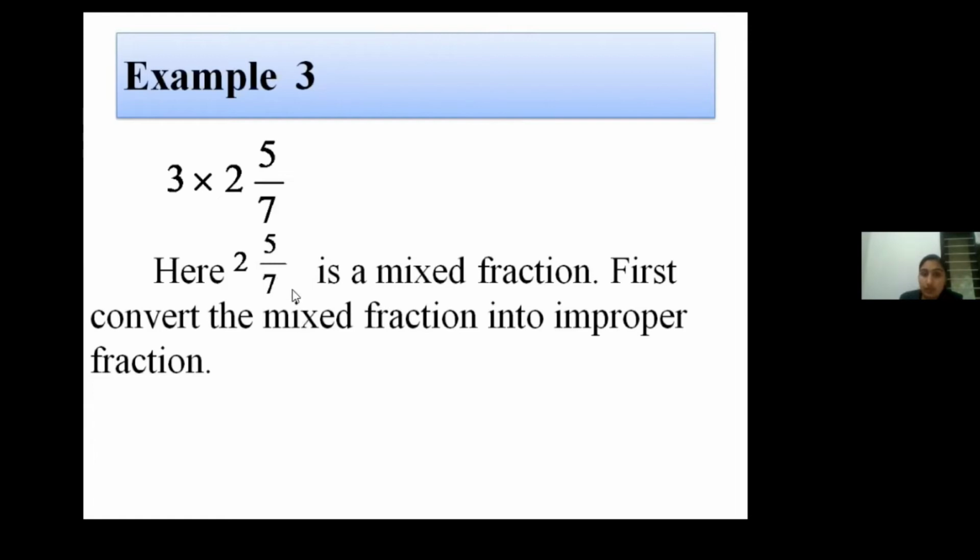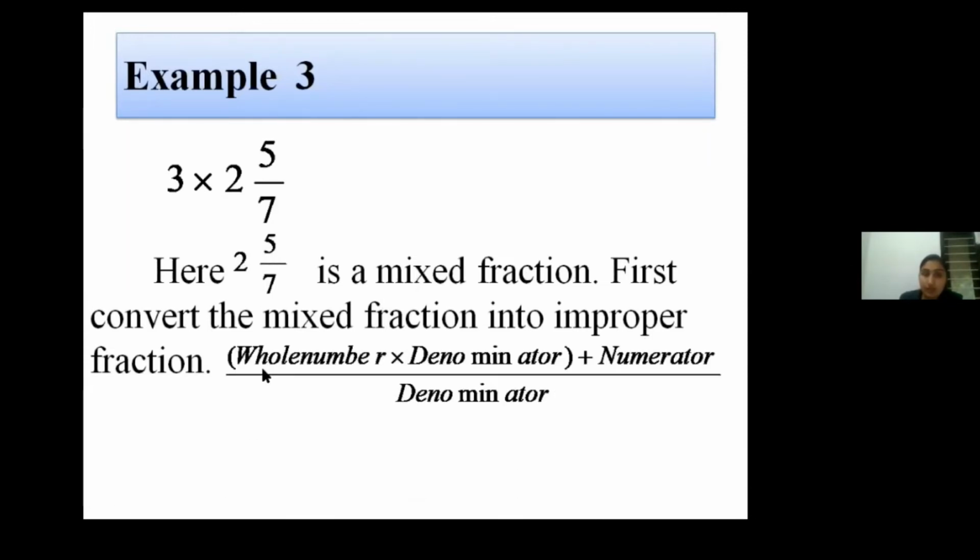So first we have to convert the mixed fraction into an improper fraction. We already learned this, the conversion of a mixed fraction to an improper fraction. We have one formula: whole number into denominator plus numerator, by denominator. First we multiply the whole number with the denominator, then we add this product to the numerator.